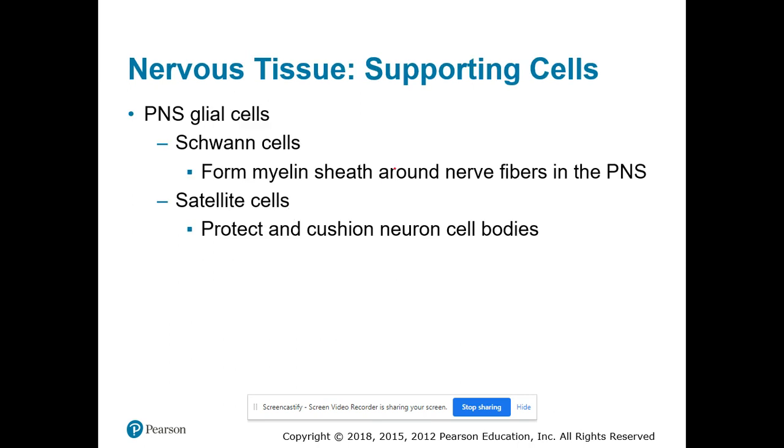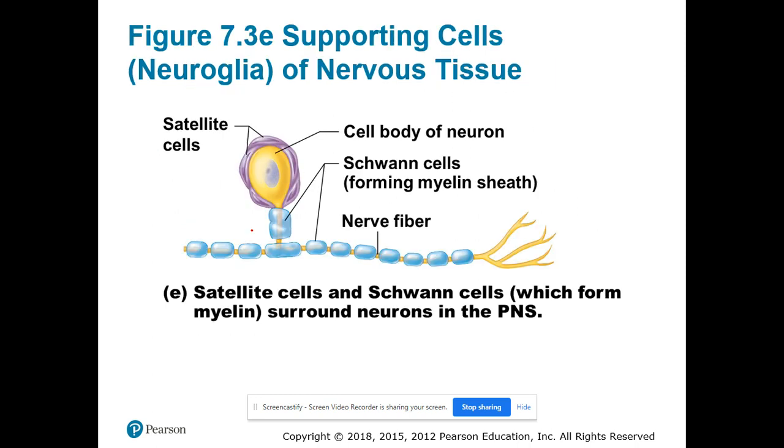There are a few supporting cells within your peripheral nervous system, or your PNS. So again, remember, PNS is your peripheral. The two that we're going to talk about are Schwann cells, and I'm going to go ahead and star this one. These form myelin sheaths as well, but again, this is in the PNS. And then you have satellite cells. Again, these just help protect and cushion. Here's an example of your satellite cells and your Schwann cells. So your satellite cells go around the cell body of a neuron, and Schwann cells form the myelin sheath that covers the nerve fiber.